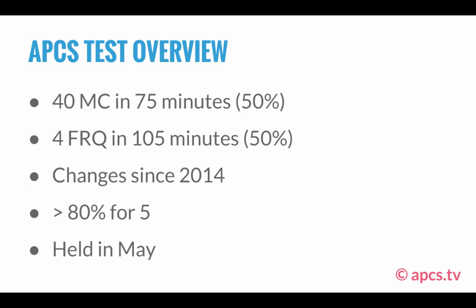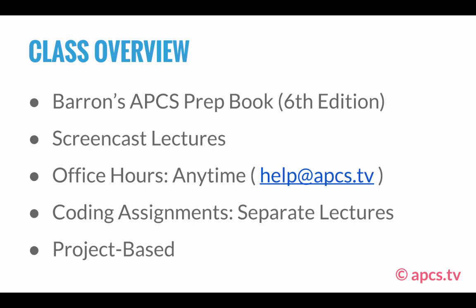In order to get a 5, or the highest score possible on the APCS test, one must score greater than an 80%. Now, the exact percentage varies from year to year depending on the curve. The APCS test is held around May, depending on what College Board assigns for that each year.